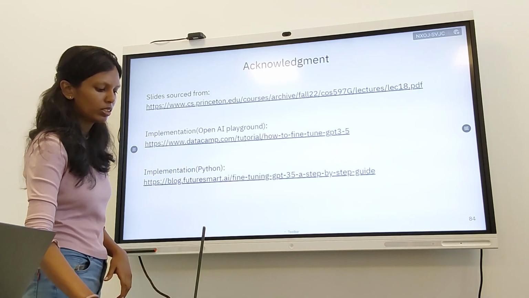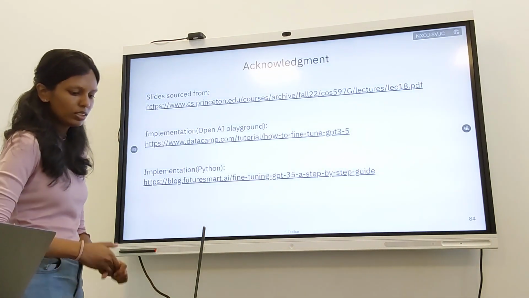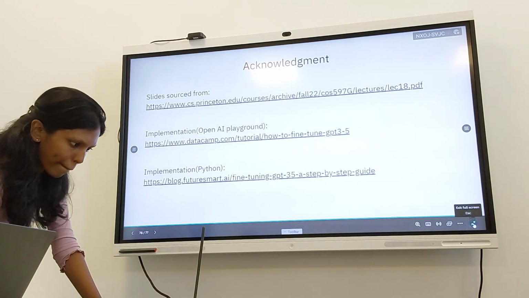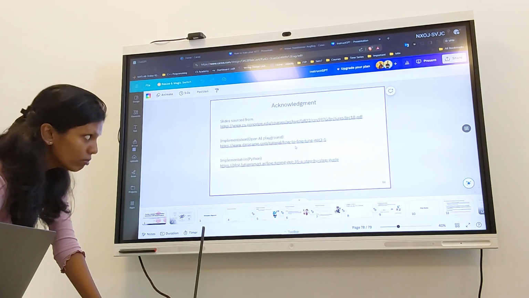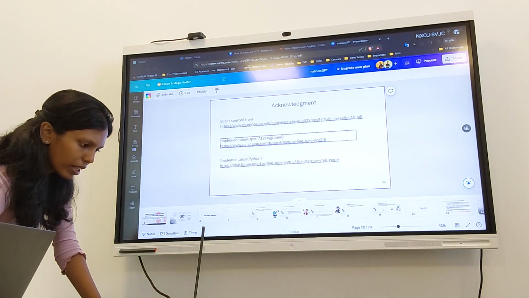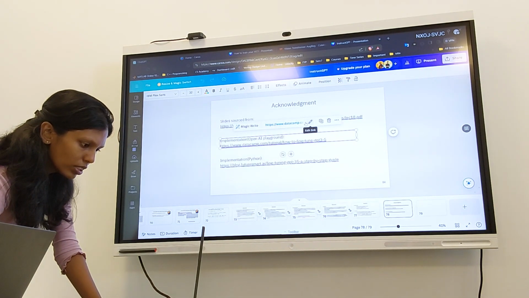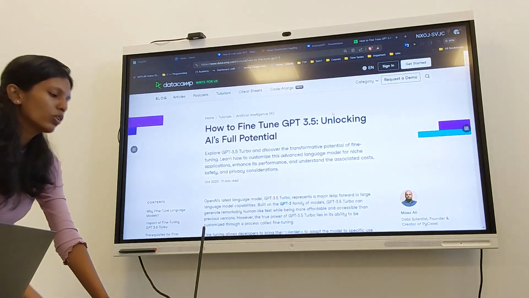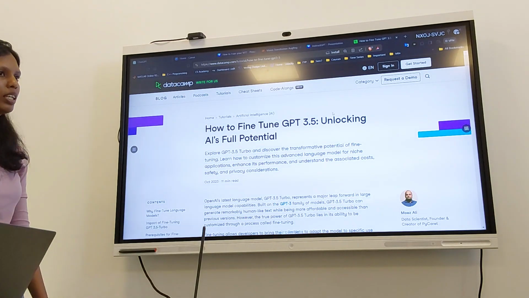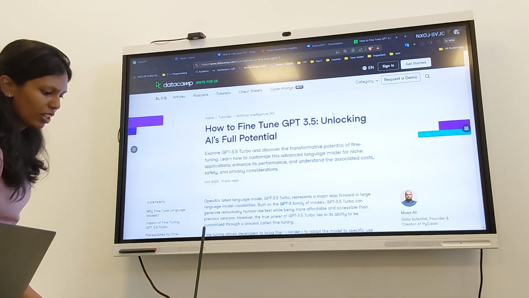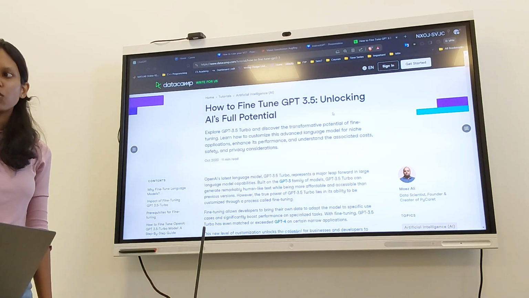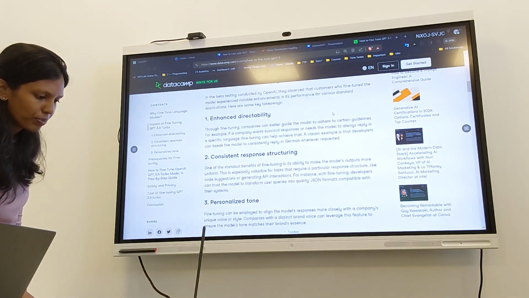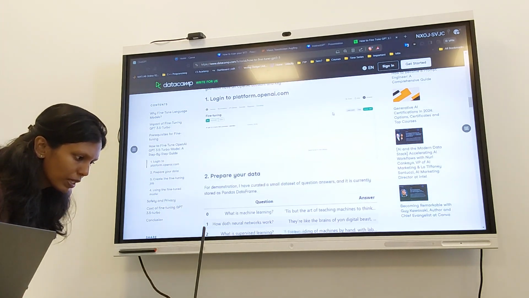So yes, that's about it. For the implementation part, in order to fine-tune this InstructGPT model, we need an API key that we have to pay for. So I'll just go through some blogs that they have mentioned about fine-tuning this.